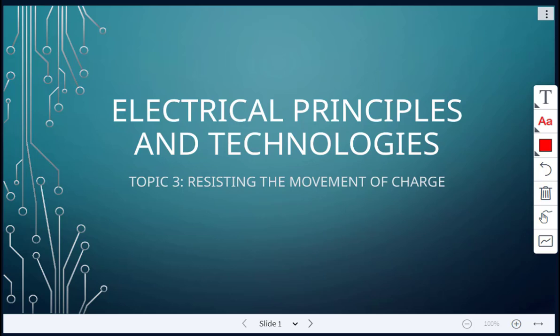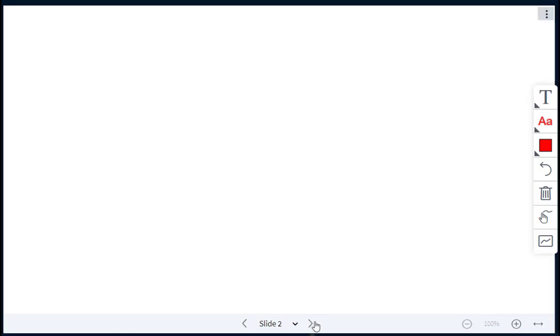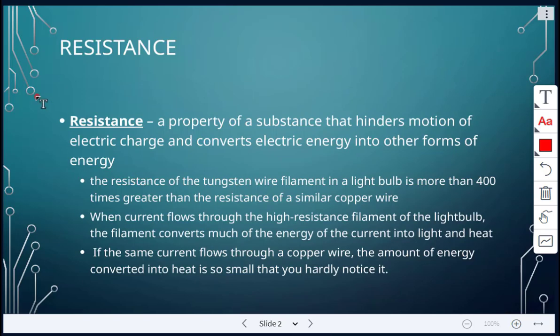All right, so today's class on electrical principles and technologies, we're looking at topic 3. This is resisting the movement of charge. So what is resistance? This is a property that is going to hinder the motion of electric charge, and it's going to convert that electric energy into other forms of energy. So just some examples here.